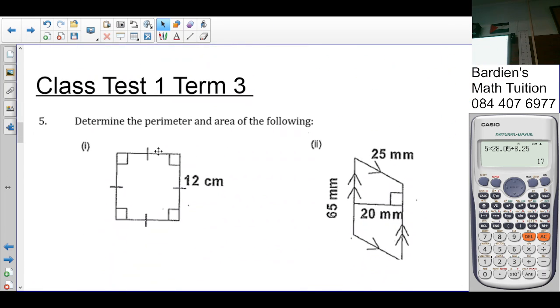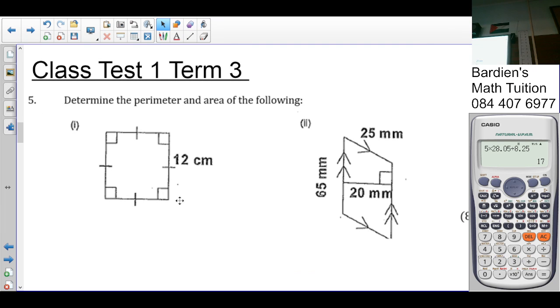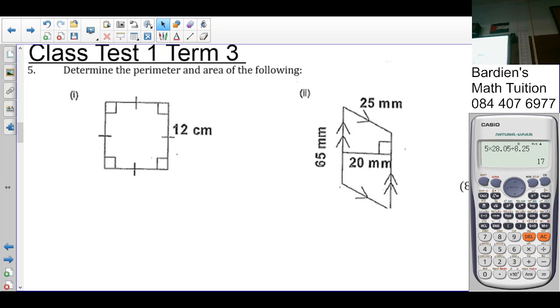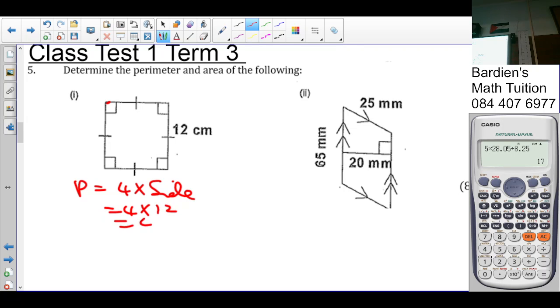The next one is number 5. Determine the perimeter and the area of the following. Perimeter, of course, is going to be the sum around the edges on the outside. So the perimeter of a square is going to be 4 times side, not so? So that's going to be 4 times 12, which is 48 centimeters, not so? Whilst the area is going to be side squared. So side is going to be 12 squared, which is 144 centimeters squared.